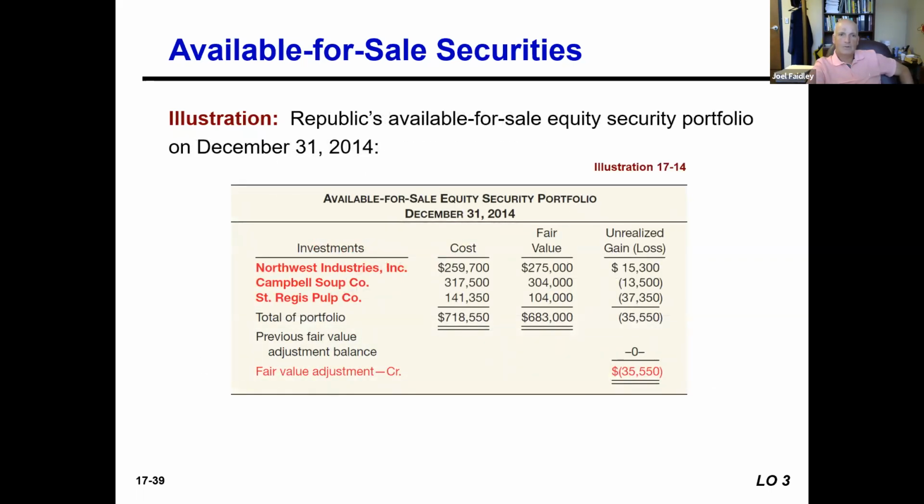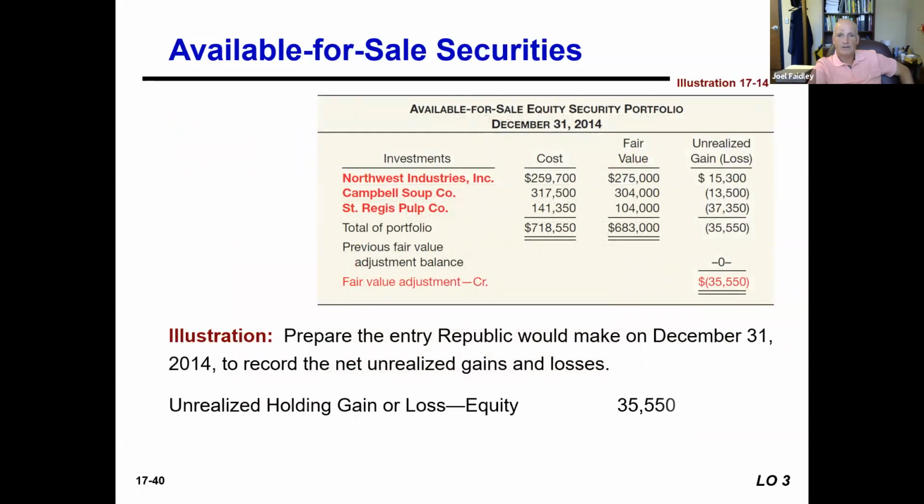All right, so here at the end of the year, fair value, meaning they've gone out and looked up the value of their stock per share and calculated the fair value. So they have an unrealized gain loss, and mark to market says that we have a $35,550 loss. So we need to make a journal entry because we're using the fair value method, aren't we? Fair value for less than 20%, equity method for 20 to 50%. All right, so what does that journal entry look like?